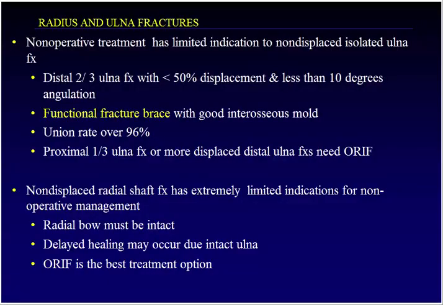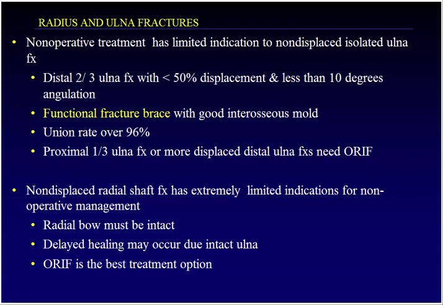Now, moving on down to the forearm. Radius and ulna fractures: non-operative treatment really has very limited indications for forearm fractures in adult patients. The one exception to that where you can consider non-operative treatment is in the isolated ulnar shaft fracture where you have appropriate alignment. And these would be distal 2/3 ulnar shaft fractures, not proximal ulnar shaft fractures, but distal 2/3 fractures where you have less than 50% displacement and less than 10 degrees of angulation.